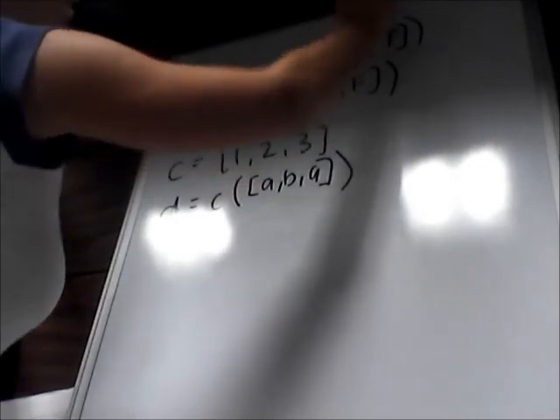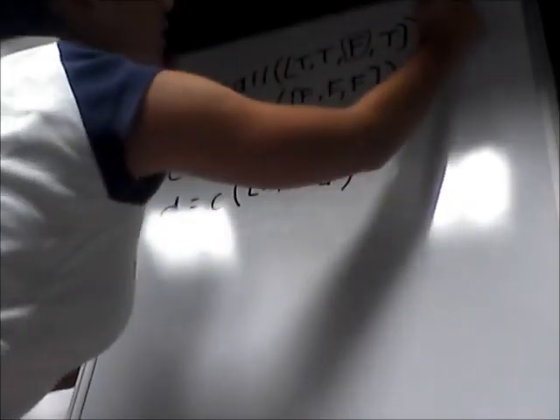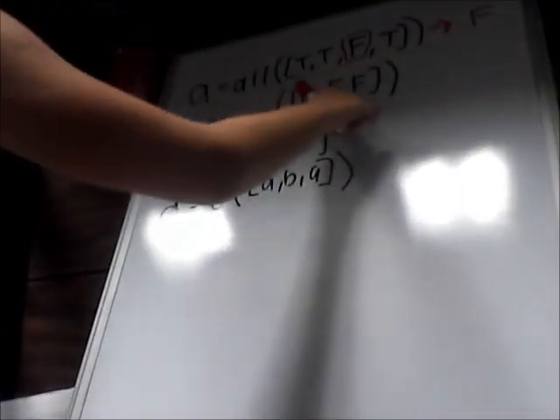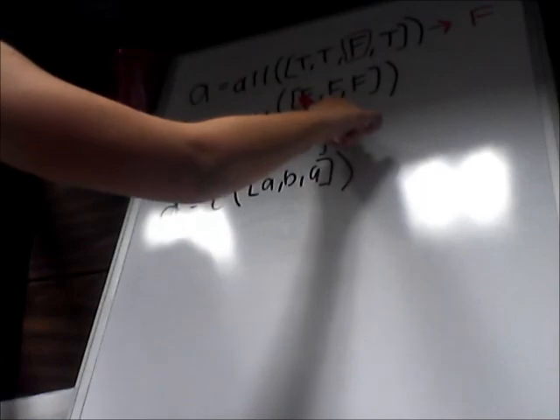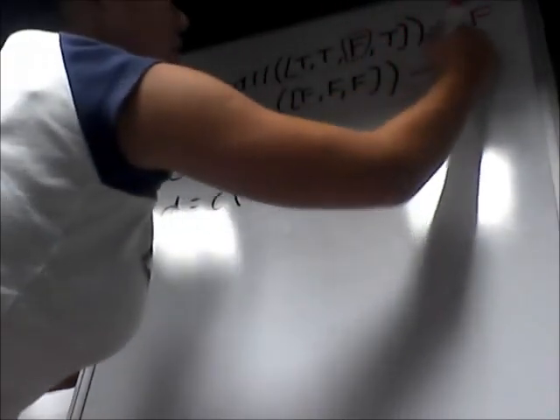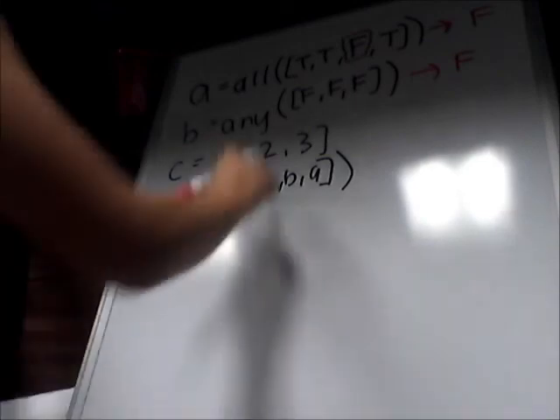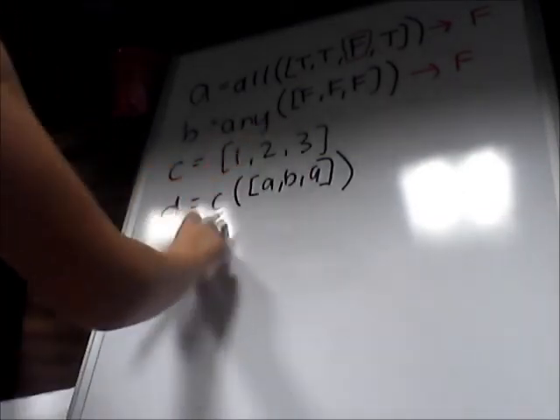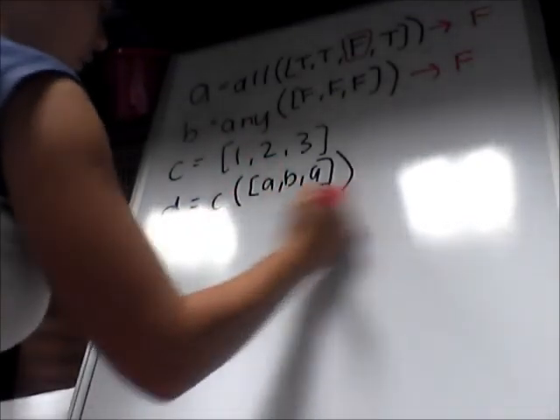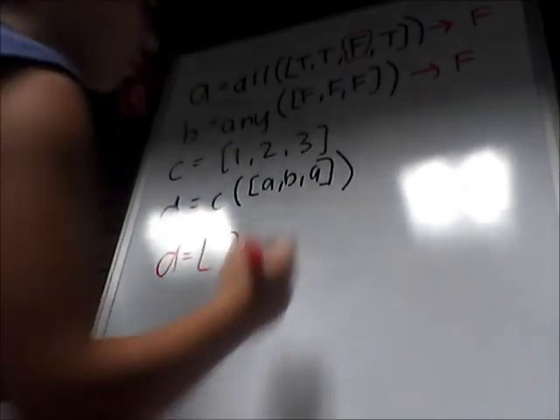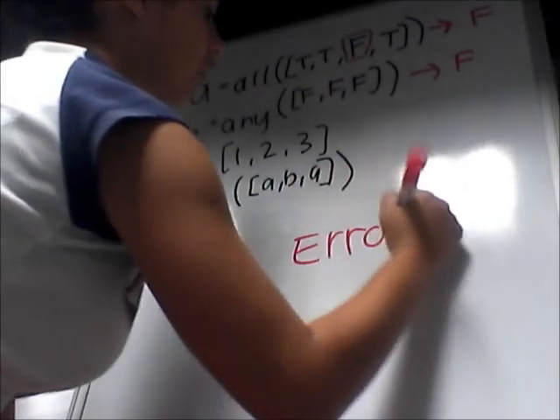All, remember we're going back to thinking that all means all true. Because of this one false, that means that the entire all of A is false. Any of these could be true, but because it's not true, it has to be false as well. So C is 1, 2, 3. C is going to be all false. So D is going to be equal to an empty bracket, which will also give you an error on MATLAB.